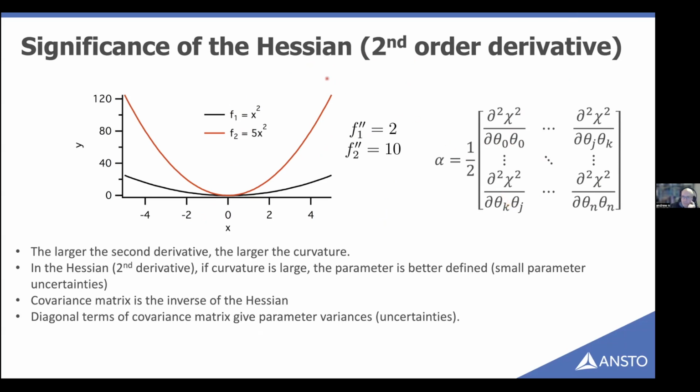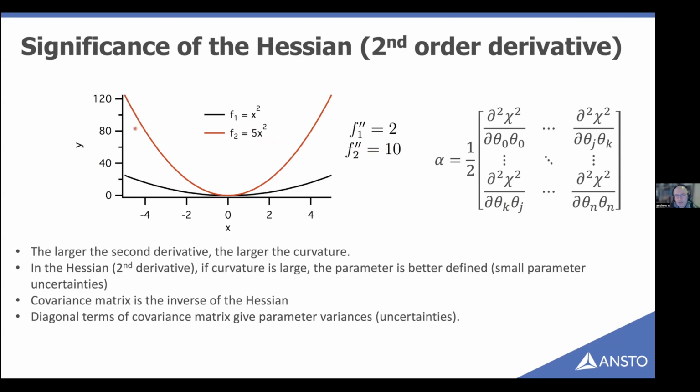What's important to understand is what this represents. On the left-hand graph here, I've just got x squared and 5x squared. If you look at the second order derivative of those functions, we have 2 and 10. That's fairly straightforward GCSE or A-level maths.